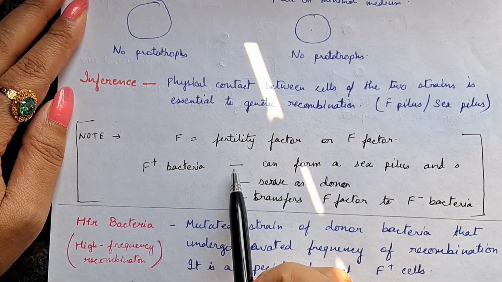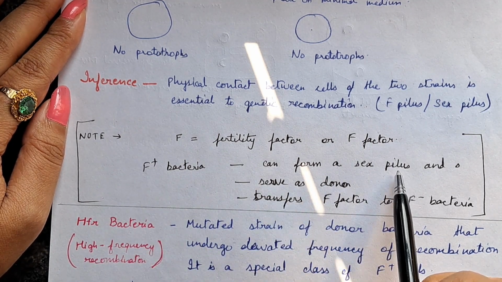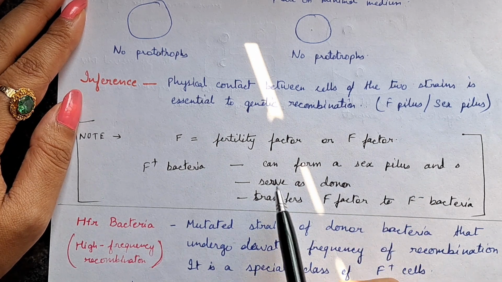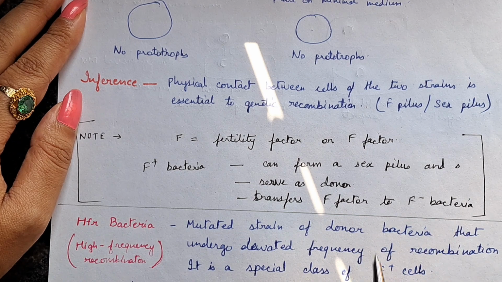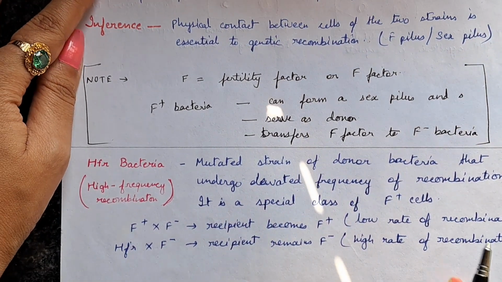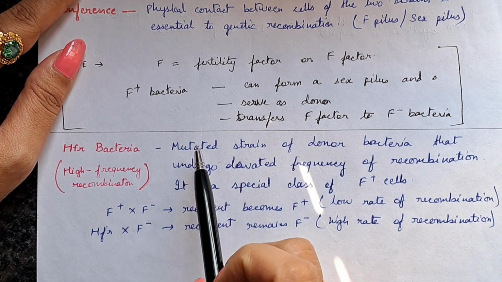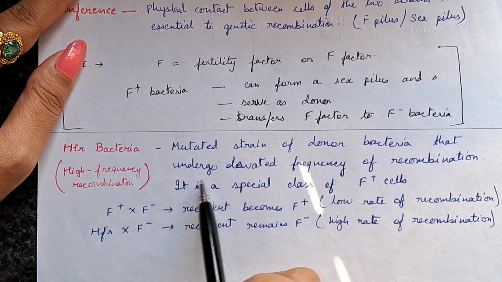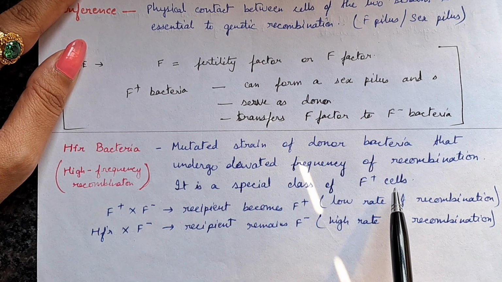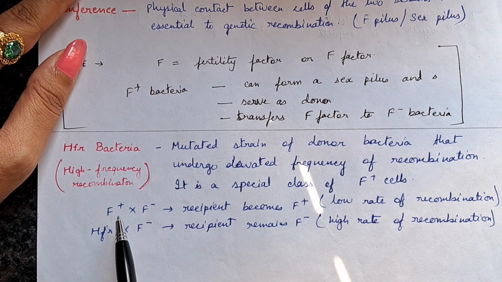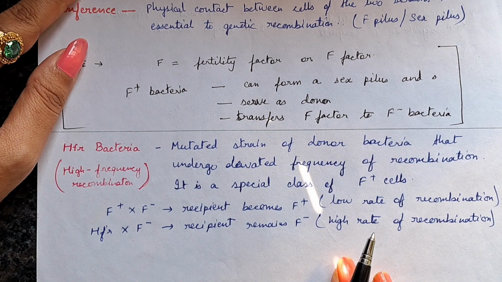Okay, so F means fertility factor or F factor. F plus bacteria means they can form a sex pilus and can serve as a donor, transferring the F factor to the F minus bacteria. And what is HFR? HFR bacteria means high frequency recombination. It is a mutant strain of donor bacteria that undergoes a heightened frequency of recombination. It is a special case of F plus cells. So this is again two types: F plus and F minus conjugation, and HFR and F minus conjugation.